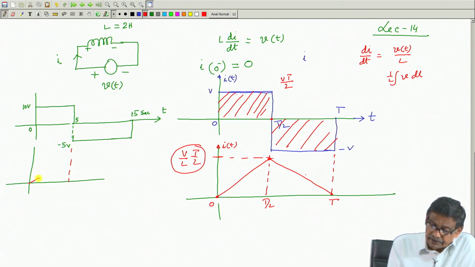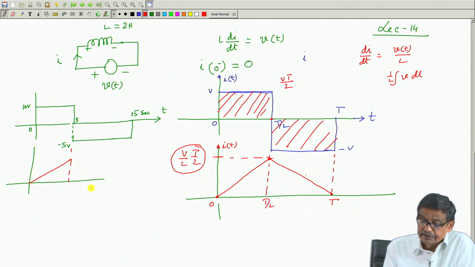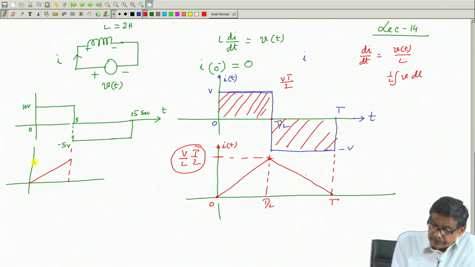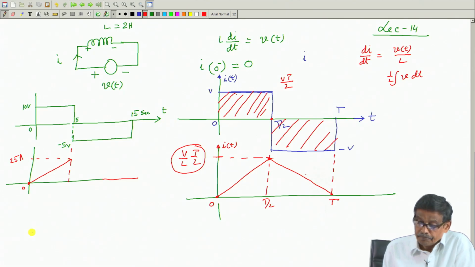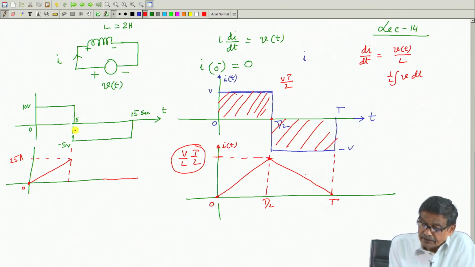So, here to here it will increase like a straight line whose value will be V by L, that is 10 by 2 into 5, 25 ampere, is it? It will reach 25 ampere, and I am assuming inductor is capable of carrying that 25 ampere current. So, I have applied positive voltage, current linearly grew up from 0 to 25 ampere. Now, beyond 5 to this 15 second, that is this interval is 10 second.